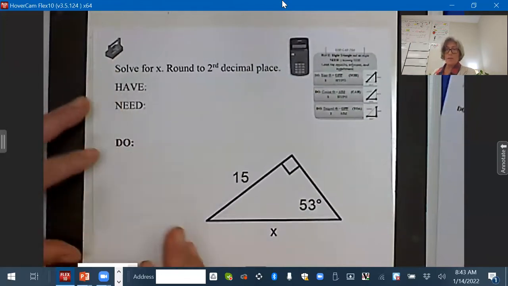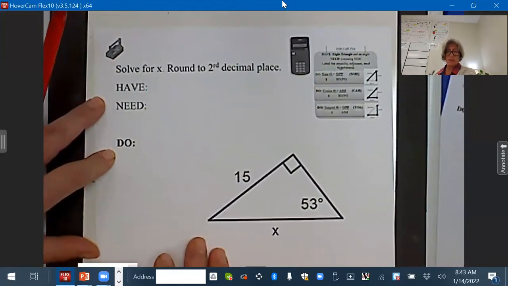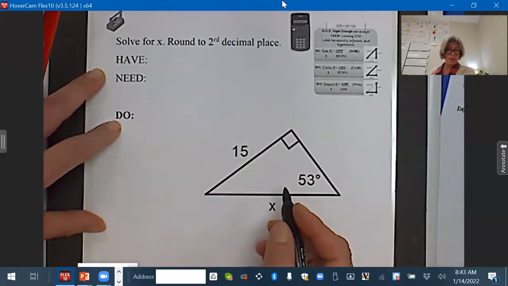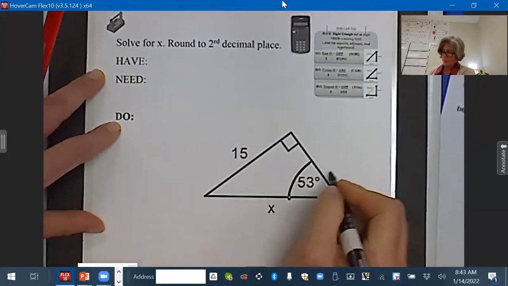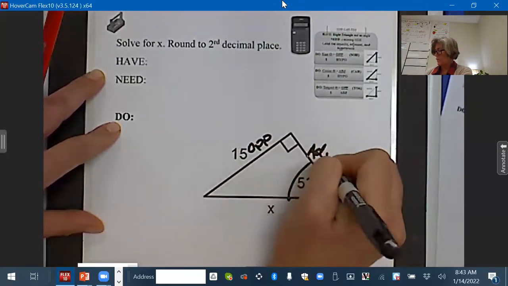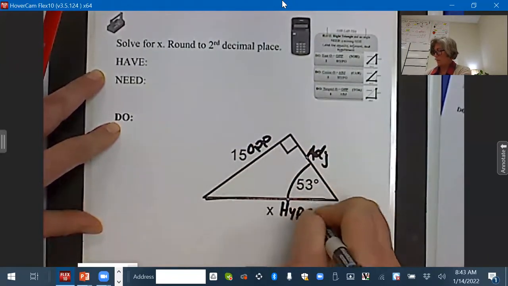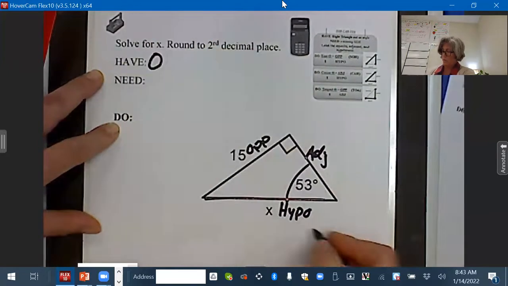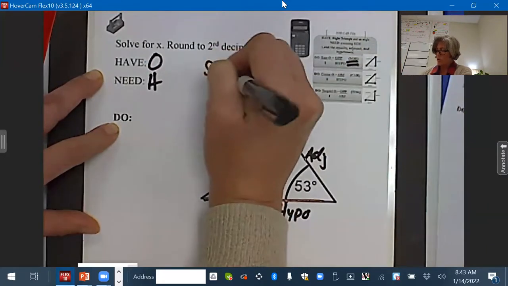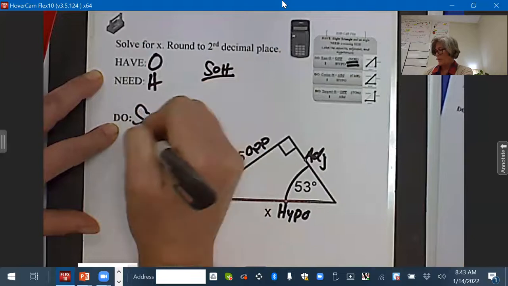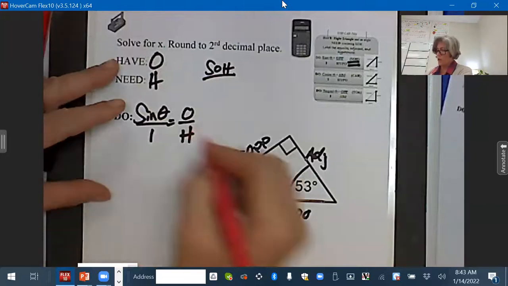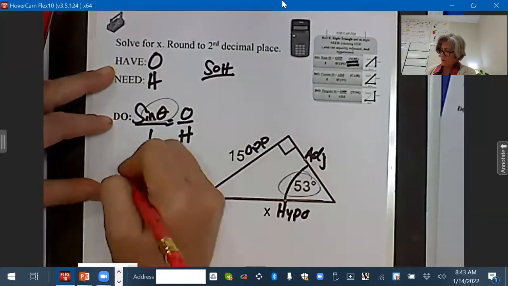Then we're like, well, what happens if you don't have a 30 or a 45 or a 60? We use Sohcahtoa. Now your vocabulary is opposite, adjacent, and hypo. From the 53, we make this the opposite, this the adjacent, this the hypo. We have the opposite, we need the hypo, and you come over here, OH is so, sine of theta over 1 equals opposite over hypo.